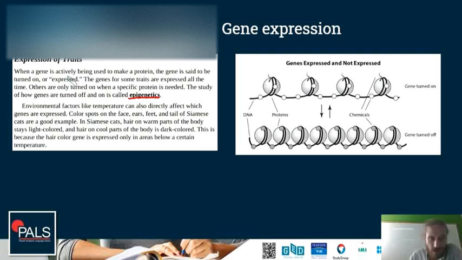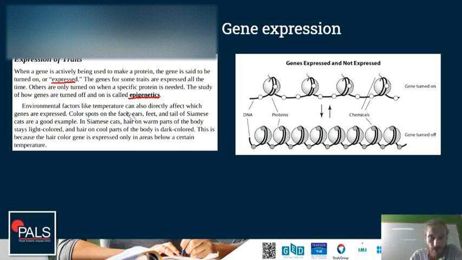When a gene is actively being used to make a protein, the gene is said to be turned on or expressed. The genes for some traits are expressed all the time for sure. Others, however, are only turned on when a specific protein is needed. And that can be influenced by environmental effects. And again, the study of this field is called epigenetics.